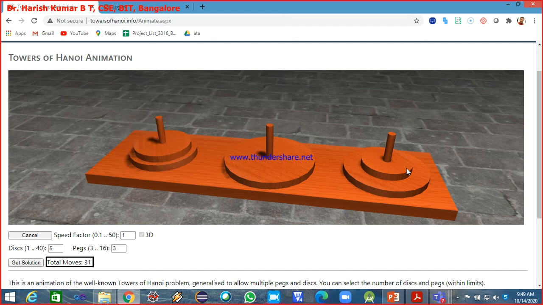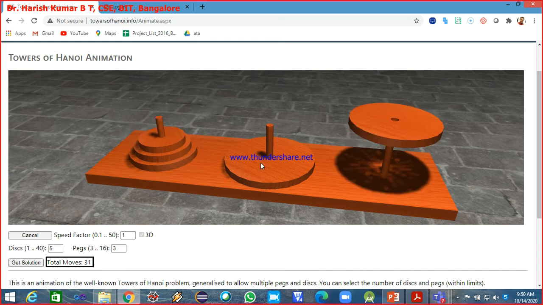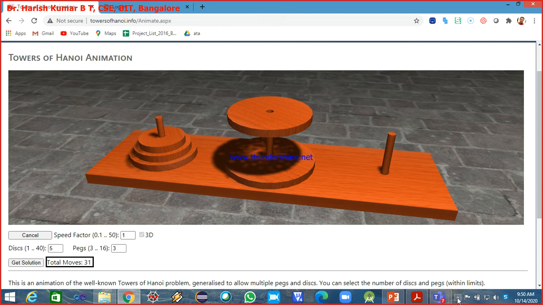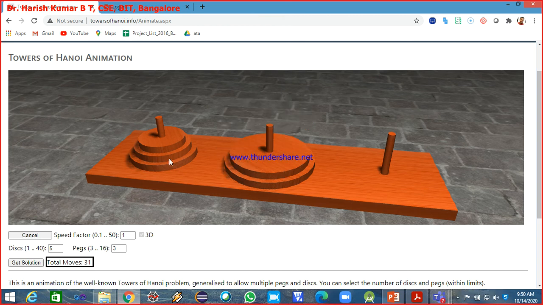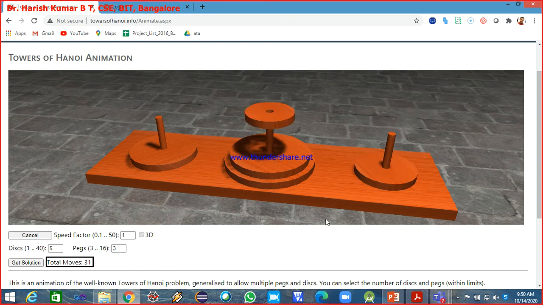Now place this one from here to here. Now you have the next bigger one, getting on top of this. Now again these two disks should be moved here. So this one shift here, this one again here. So now this can be shifted here.